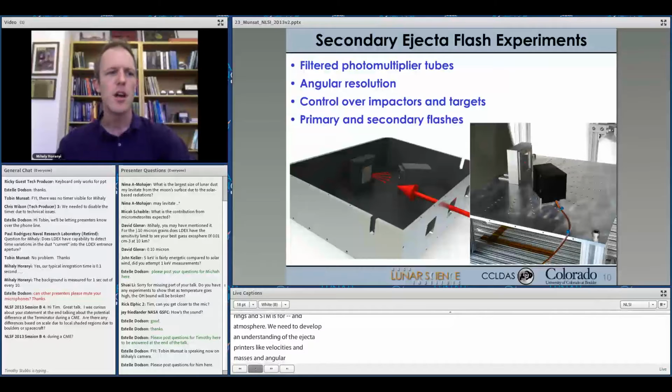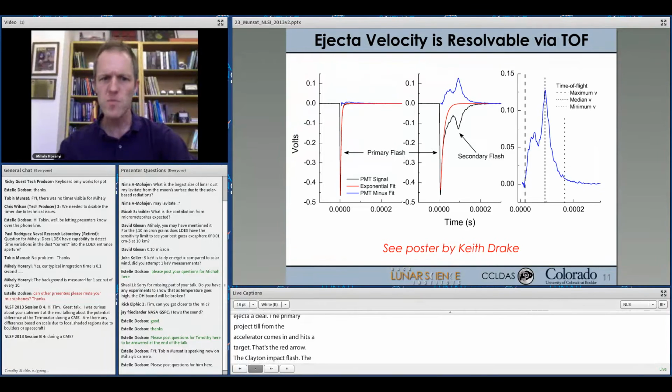So the experimental setup is shown in these images. The primary projectile from the accelerator comes in and hits the target. That's the red arrow in the diagram. It creates an impact flash, and then the ejecta come out and hit the quartz face of the PMT and make a second flash. Here are just a sampler of some plots.